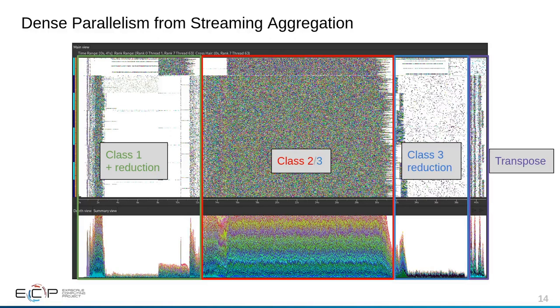The center red region is dominated by our multi-threaded streaming aggregation approach. Here we can see the dense parallelism afforded by this approach. In comparison, the green and blue regions to the left and right are dominated by MPI reductions. Here we can see the large idleness incurred by these large synchronizations. This demonstrates at a glance the benefits of using a hybrid approach. Pure MPI parallelism would likely be dominated by the idleness.